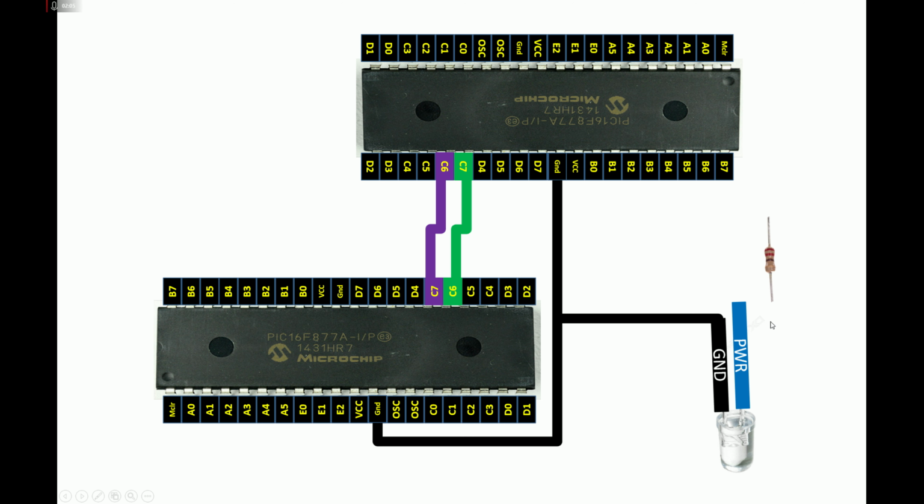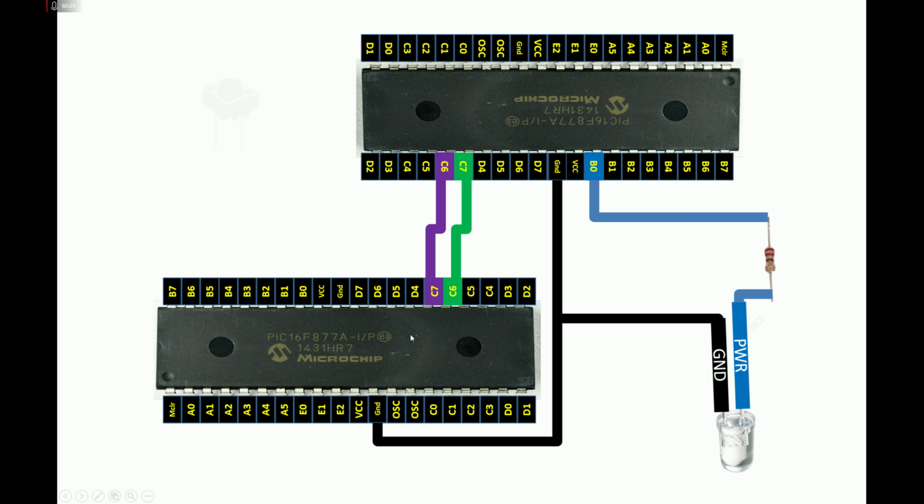And for the longer pin, you connect the power pin of your LED to one end of the 220 ohm resistor like this. From the other end, you can use any available digital input output pin. I will use pin number B0 of the second PIC. So this is the second and this is the first PIC. Or we may call this the receiving PIC, receiver PIC, and this is the transmitter PIC.